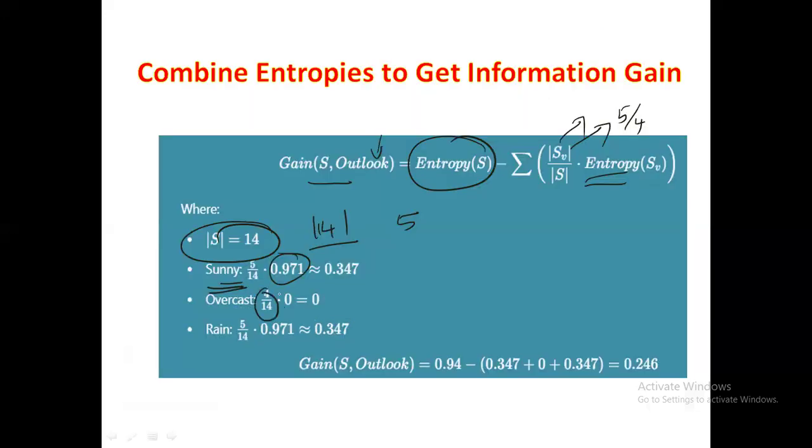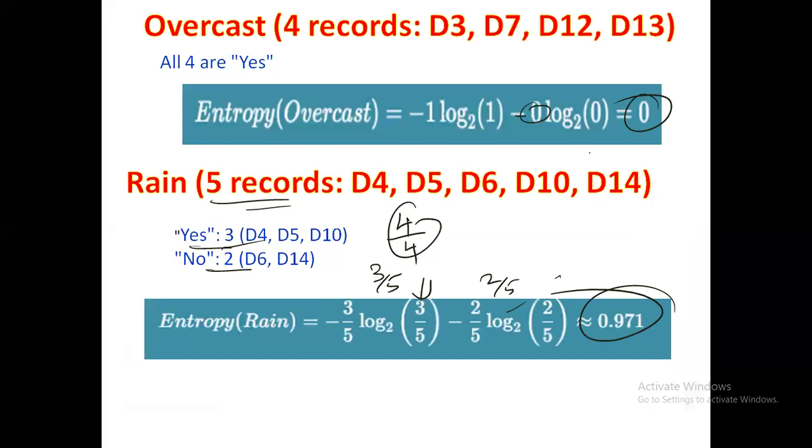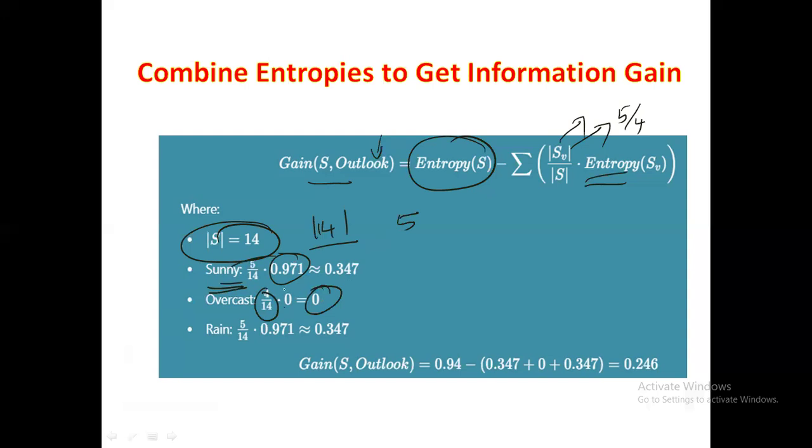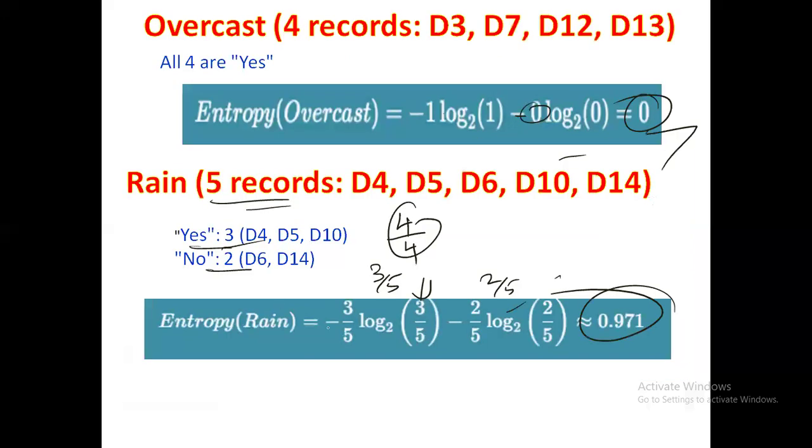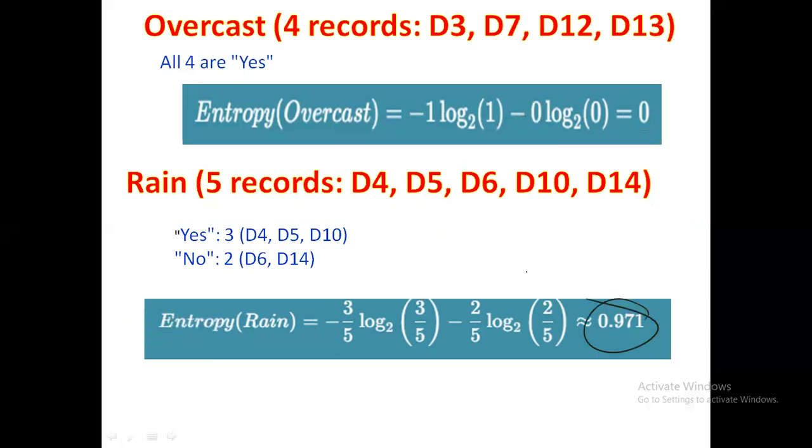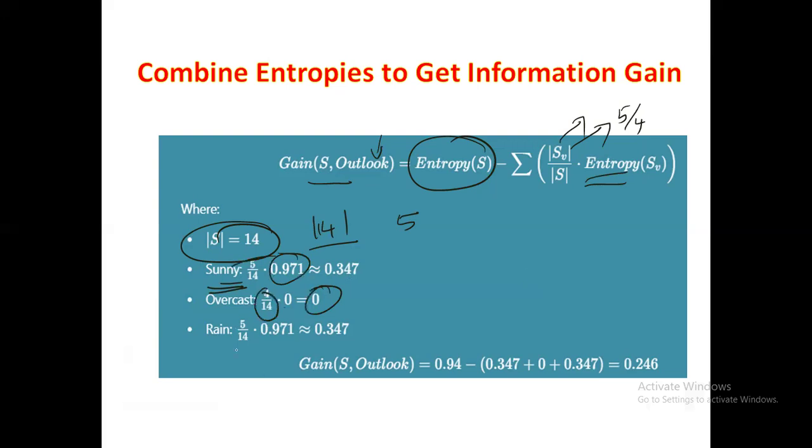Next, what is the value we found out for overcast? 4 divided by 4. The entropy value here is 0, and here we are getting the value equal to 0. For rain, what is the entropy value? For rain, the entropy value is 0.971.